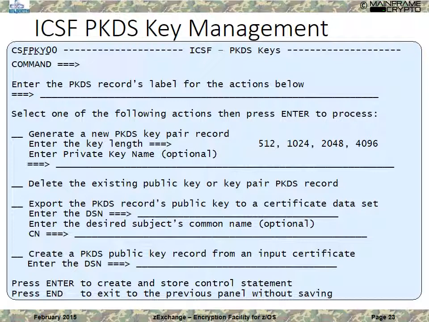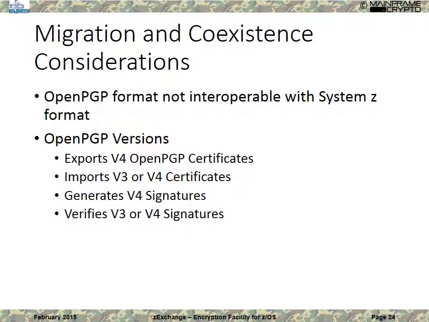So with that, let's go back to the OpenPGP discussion on slide 24 and start wrapping things up. Now, it's important you realize, and I think you probably already picked up on this already, that OpenPGP format and System Z format are very different. They're not interoperable. You can't generate a file in System Z format and have your partner read that file using his OpenPGP implementation. It's just not going to work.